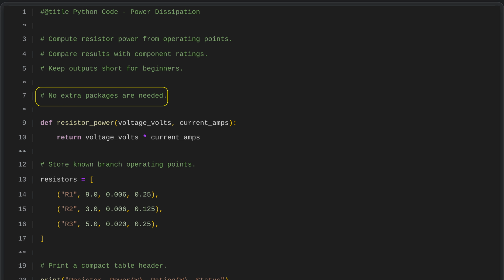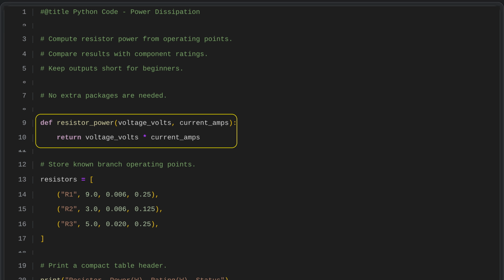This means the script does not need any extra Python packages to run. It uses only built-in Python features, so it can run without installing external libraries. The resistor power function calculates how much power a resistor dissipates. It takes voltage and current as inputs, multiplies them, and returns the power in watts.